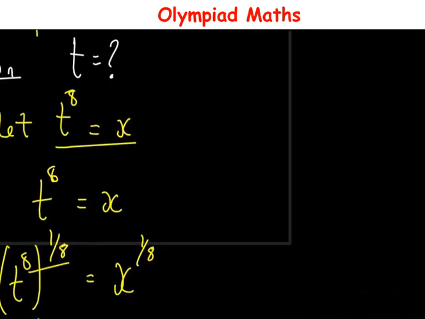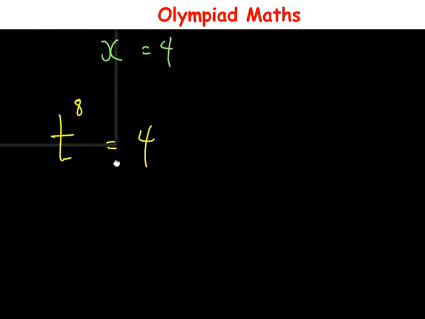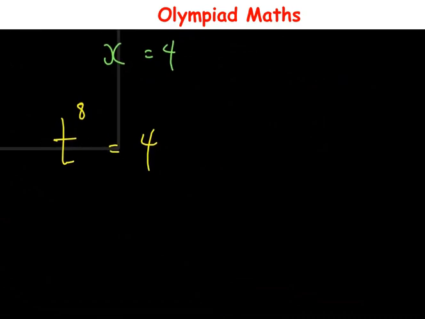So we said let t raised to power 8 equal x, and we got the value of x to equal 4. So putting the value of x as 4 into this equation, t raised to power 8 is then equal to 4. Now, to solve for the value of t, we need to eliminate power 8 from here. We can simply multiply the equation by power 1 over 8.